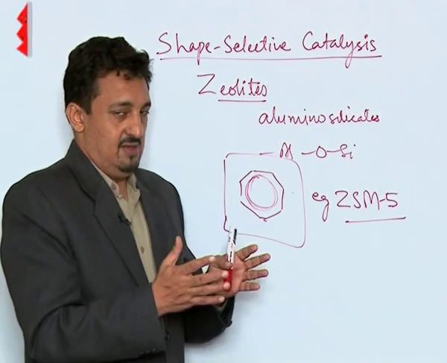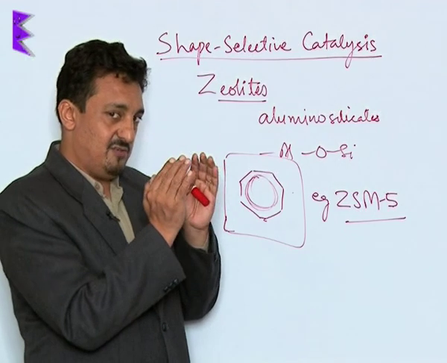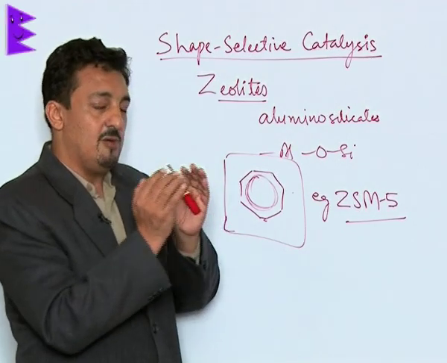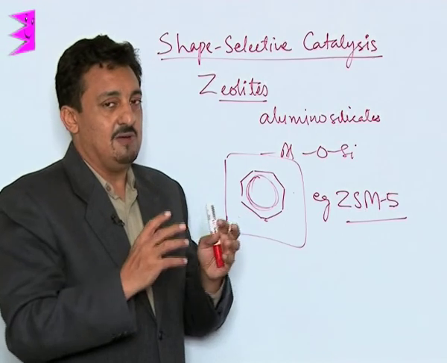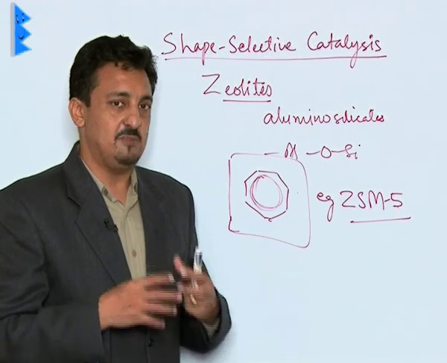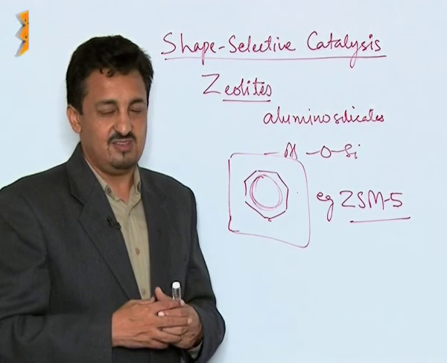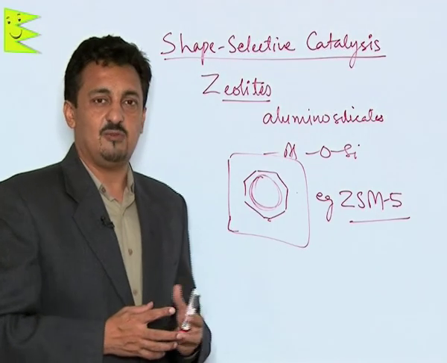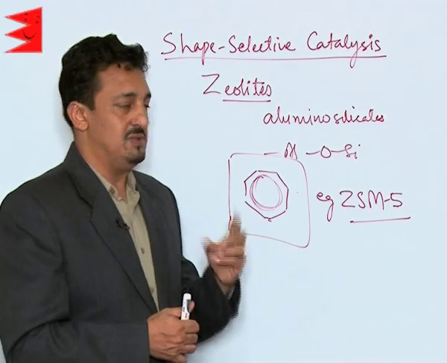So remember, when the catalyst has a pore of a specific size, it will be able to absorb only those reactants which can fit into those pores, and that is why it becomes what? Selective in its nature, and such catalysts are called shape selective catalysts, and this phenomenon of increasing the rate of the reaction by such type of catalyst is called shape selective catalysis. Most common example, zeolites.